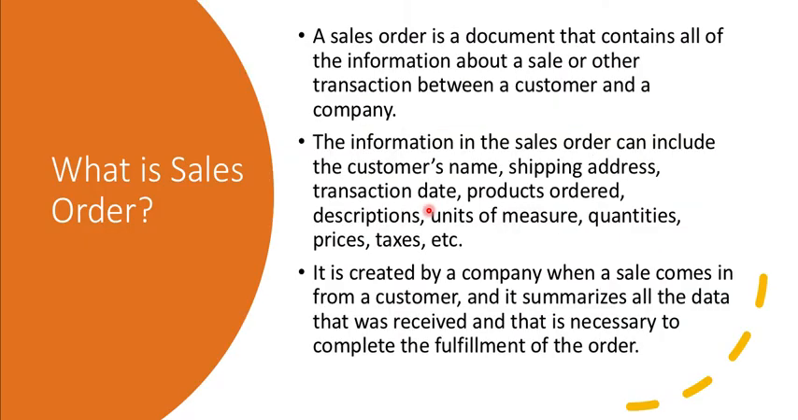Then what is a sales order? A sales order is a document that contains all the information about a sales or other transaction between a customer and a company. The information in the sales order can include customer name, shipping address, transaction date, product order, description, unit of measurement, units, price, taxes, etc. It is created by a company when a sale comes in from a customer, and it summarizes all data that was received and that is necessary to complete the fulfillment of the order.